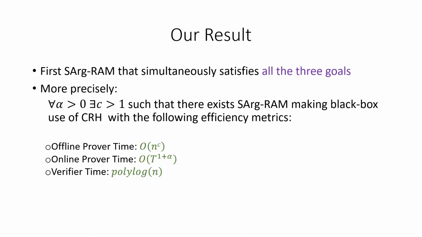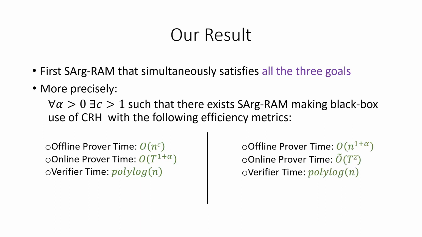And in our construction, it's not just the communication that is polylog. In fact, the verifier's runtime is also polylog, and it is an extremely desirable bonus feature to have. And now suppose we want a quasi-linear runtime for the prover in the offline phase, then we can trade off the online time, which now becomes quadratic in the runtime of the RAM program. This result is achieved by instantiating the underlying primitive with a different codeword.